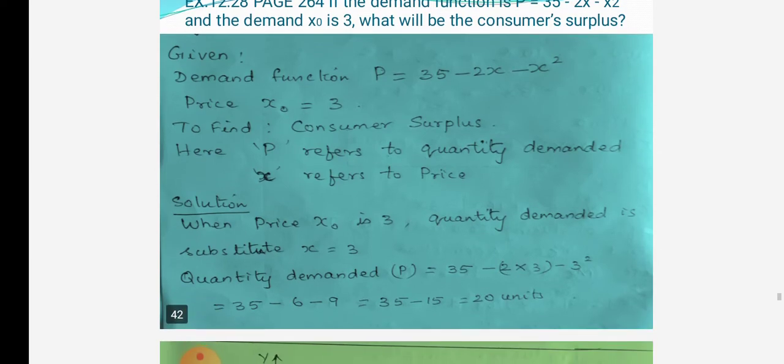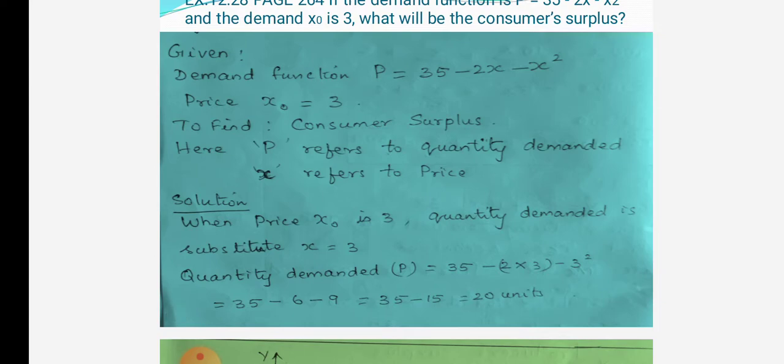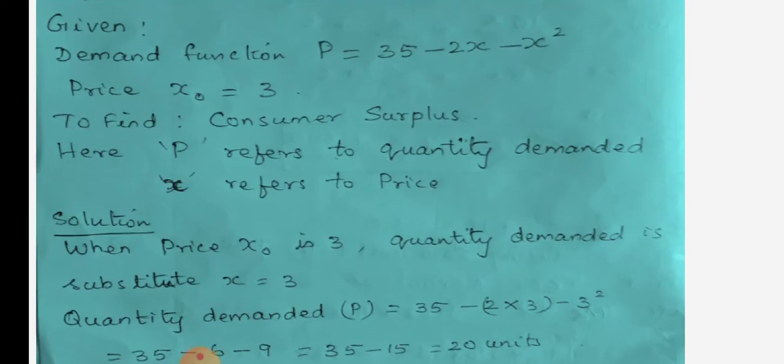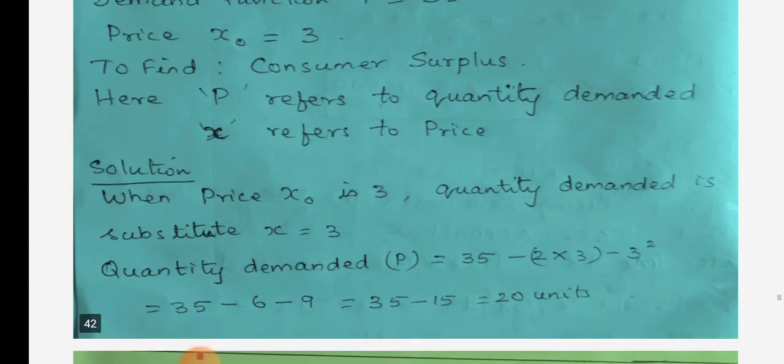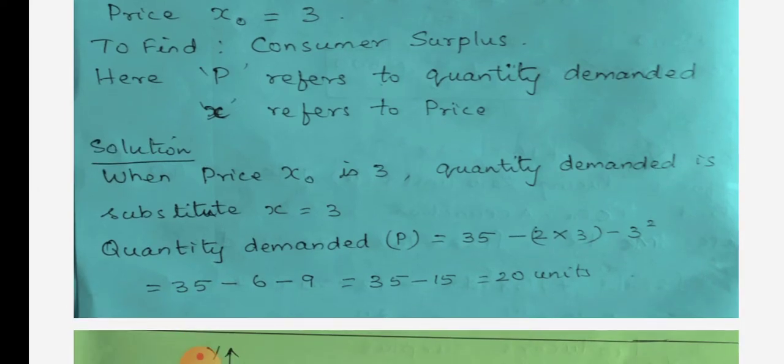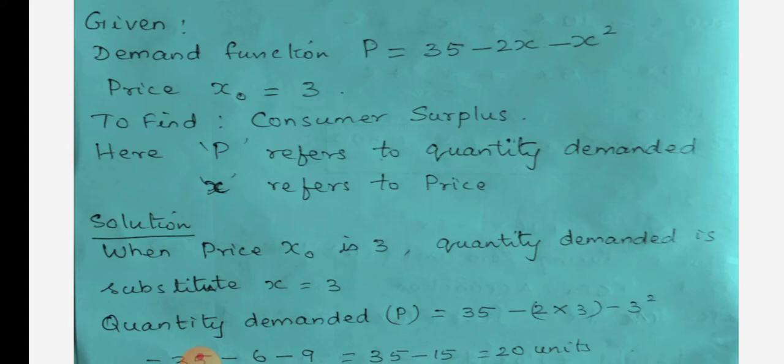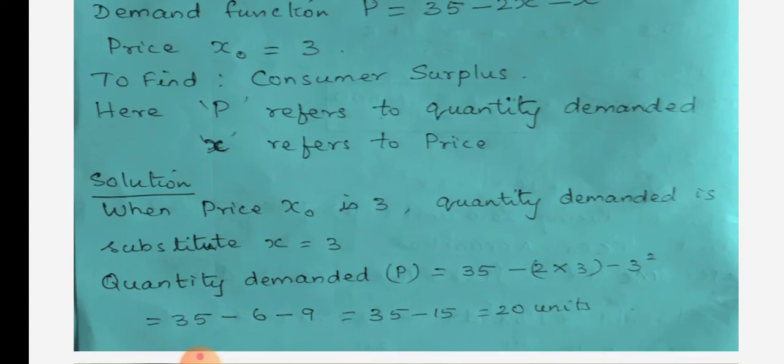So according to the sum, they have given you the demand function. Just take it and write it: demand function, that is P is equal to 35 minus 2x minus x square. Now here x naught is given to be 3. We need to find what? Consumer surplus. Here P refers to quantity demanded. They have used the variable P for quantity demanded, and price here refers to the x value.